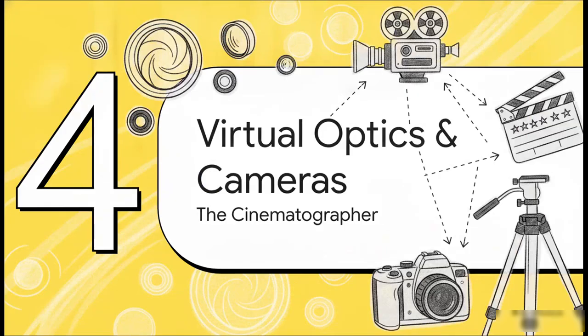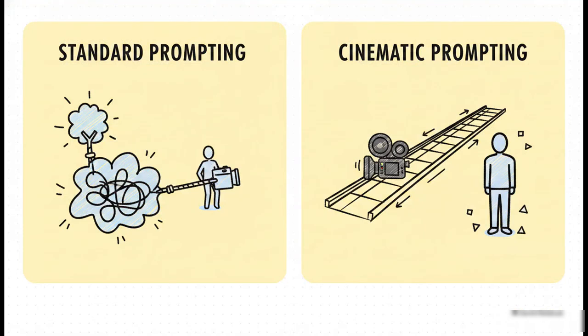Next up, Section 4, Virtual Optics and Cameras. If the logic layer is the director, this is the cinematographer. And this brilliantly illustrates why text alone just isn't enough. If you type a weak prompt like "pan right" into a standard model, it just guesses what panning looks like and usually ends up dragging the subject right along with the background. But cinematic systems use explicit geometric constraints. They decouple the camera's motion from the subject's movement by injecting actual 3D trajectory math right into the attention layers.